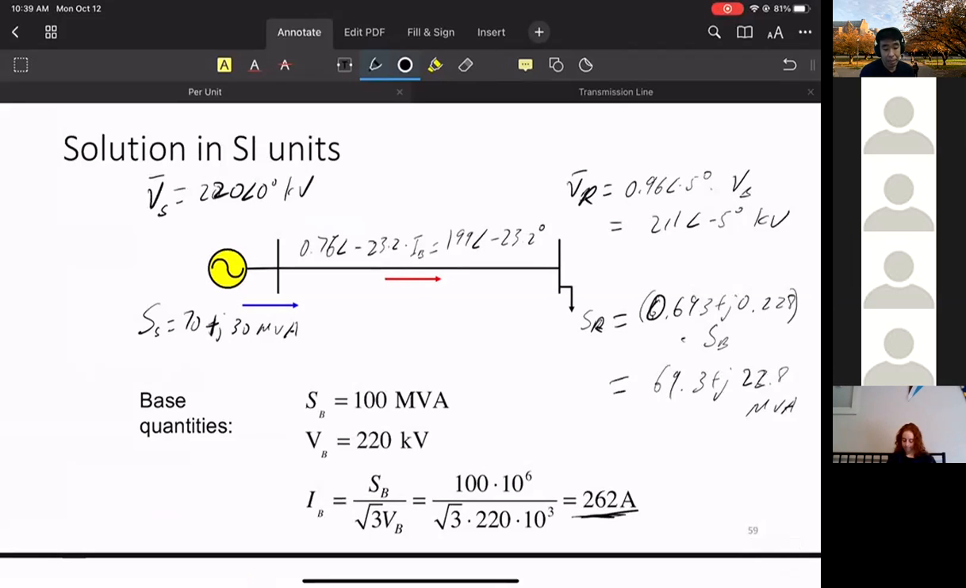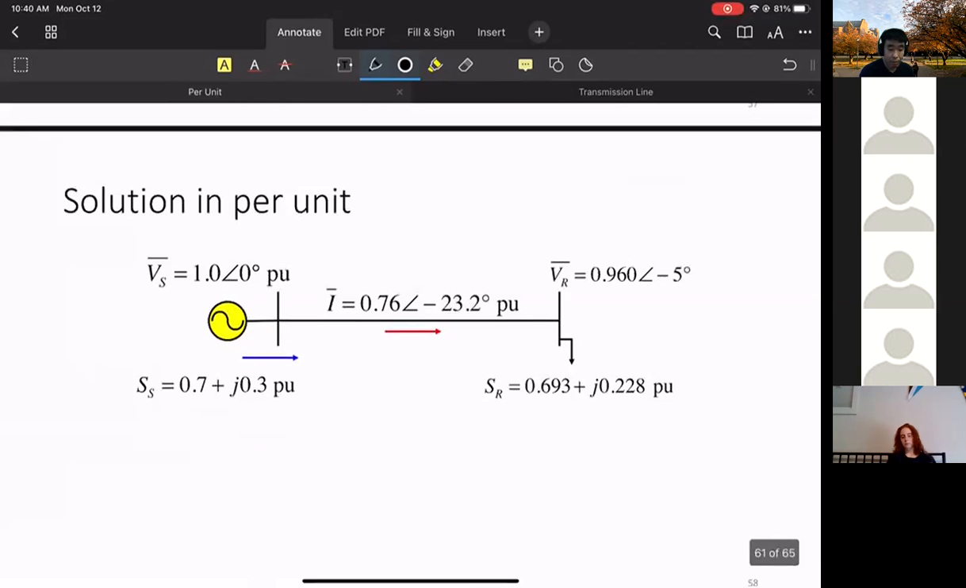And the nice thing about the per unit system is we sort of know how much the voltage drop is. Sometimes it is actually harder to get a feeling in SI units. In SI units, we know the voltage went from 220 to 211. Now, is that big or small? You have to do one more calculation. But in per unit, we know the voltage went from 1 to 0.96. So this is a 4% drop, which is not very big.